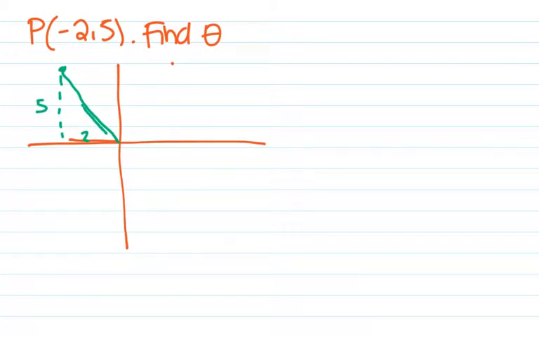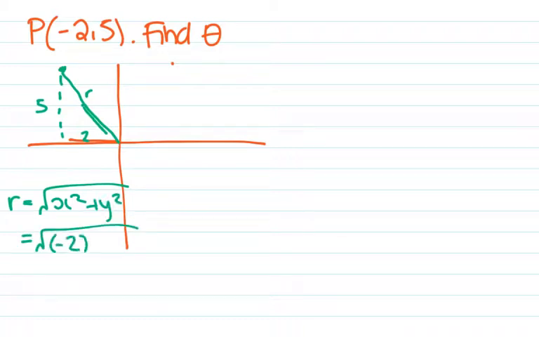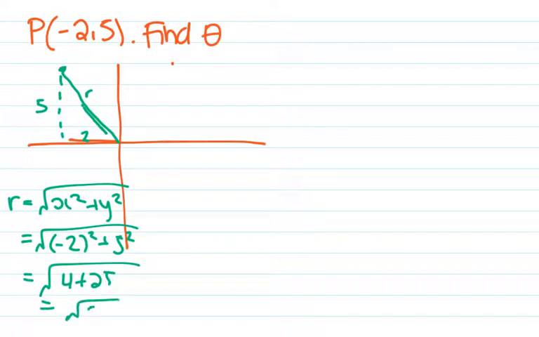So the first thing we would need to do would be to find r. So r equals the square root of x squared plus y squared, equals the square root of -2 squared plus 5 squared, equals the square root of 4 plus 25, equals the square root of 29. So r is root 29. And then I can use SOHCAHTOA. So in quadrant 2, sine is positive.